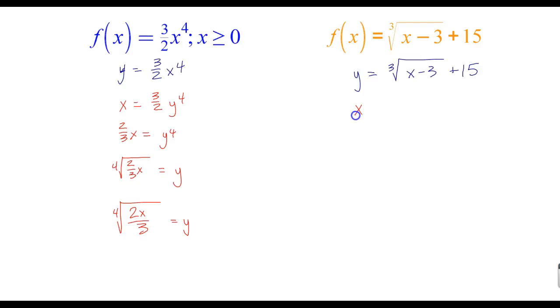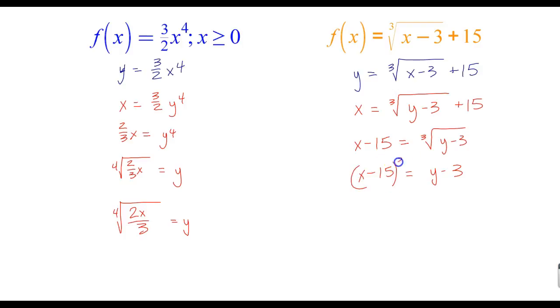Okay, let's head on over to this one. So I'm going to switch it again. X is equal to cube root of y minus 3 plus 15. Okay, so before I can cube this, I'm going to need to move this over to the other side. So it'll be x minus 15 is equal to the cube root of y minus 3. I'm going to cube both sides so that I can get y by itself. So I'm going to get y minus 3 equals x minus 15, and this is going to be cubed.